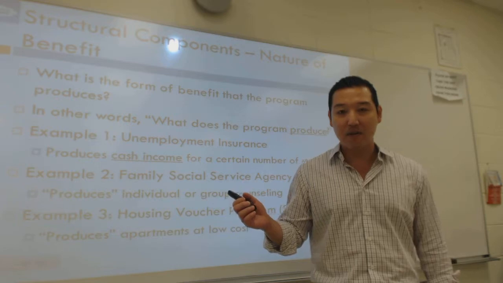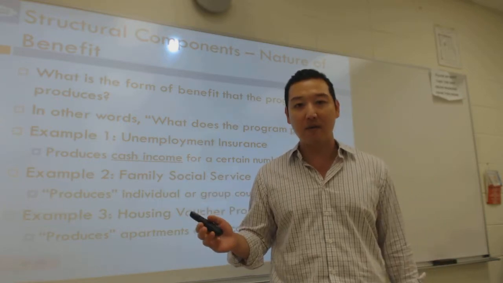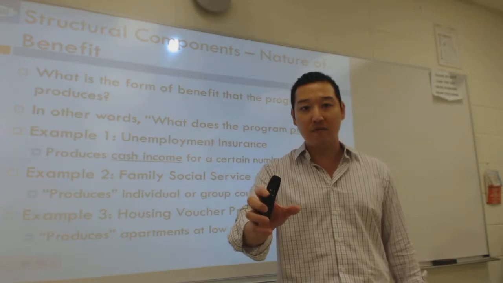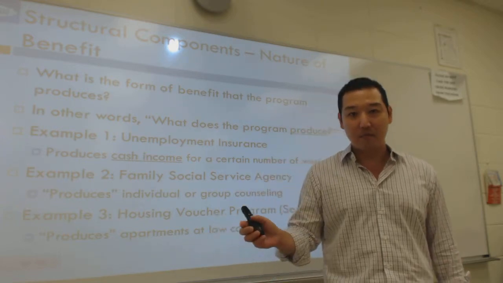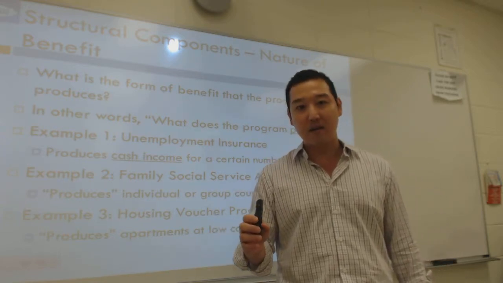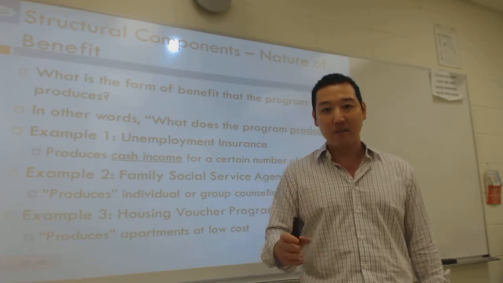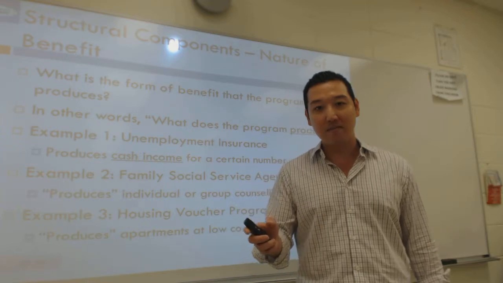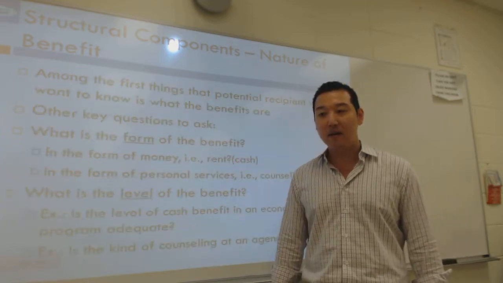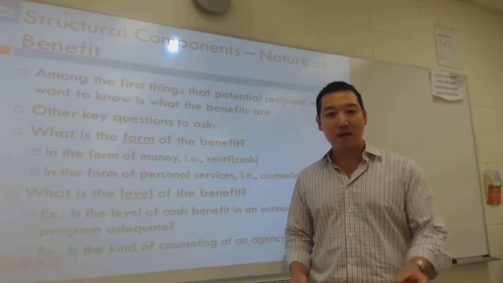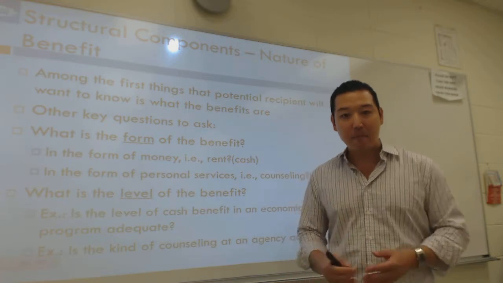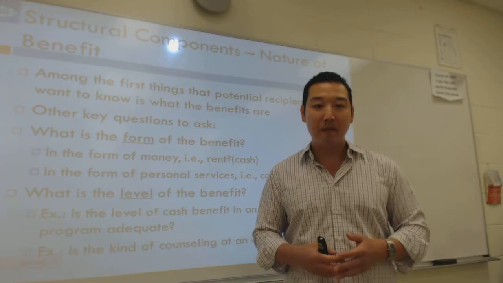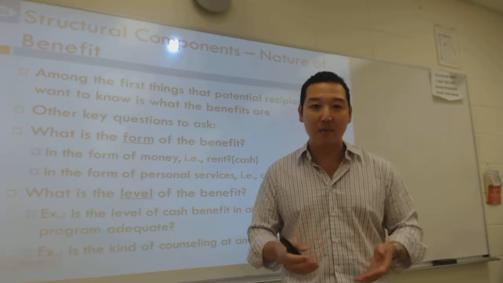If you're doing a project on a family social service agency, certainly the type or the form of the benefit might be in the way of individual, group, or family counseling. If your project is on the housing voucher program or Section 8, the form of the benefit is certainly in the way of low-cost, affordable housing. The point here is to comment on both the form of the benefit and the level of the benefit that's offered, right? So is it a cash assistance program? Is it an in-kind program? Is it a near-cash program?